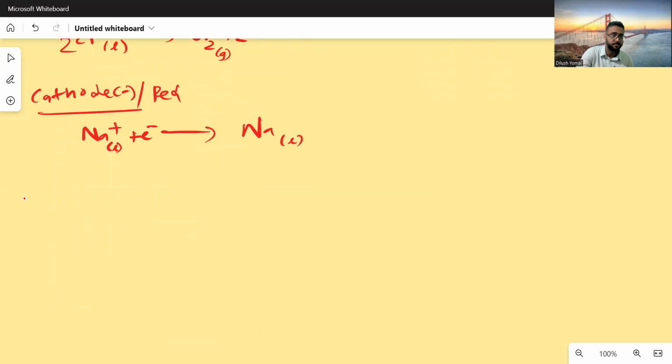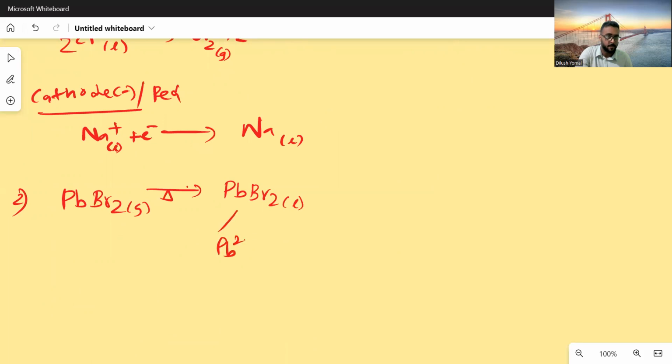Second example, very famous, lead(II) bromide. Once you heat lead(II) bromide until it becomes molten, we can see the free mobile ions. So what are the free mobile ions we have? Lead(II) bromide means lead has to be Pb2 plus, in liquid form, and there are 2 bromide ions, 2 Br minus. Okay, so we'll see what the anode and cathode reactions are.